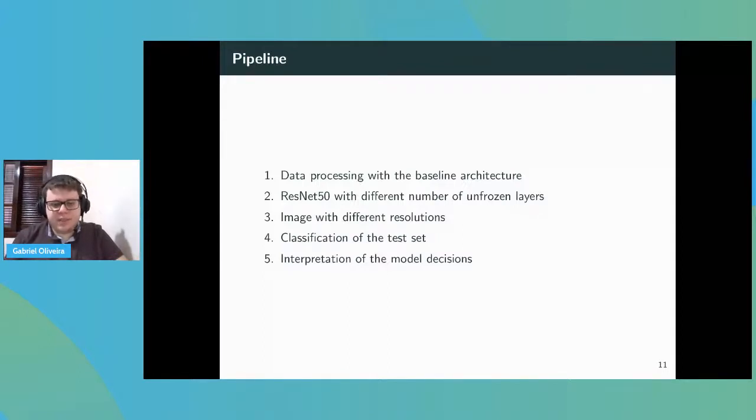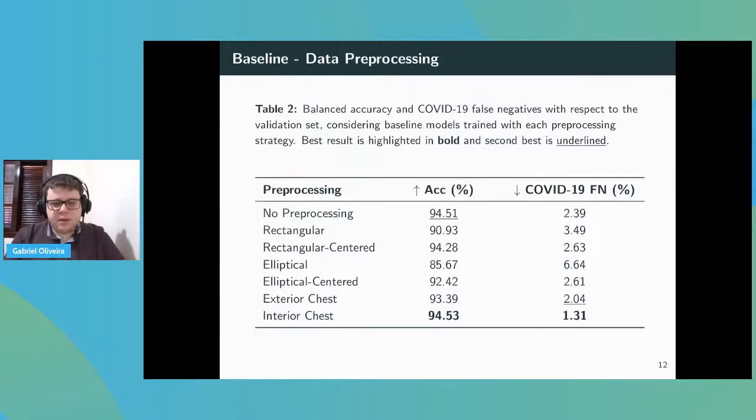faster than ResNet 50. With the two best preprocessing techniques, we apply ResNet 50 with different numbers of unfrozen layers for this architecture. Then we test different image resolutions with the best configuration of ResNet 50. Then we make the prediction on the test set. And finally, we interpret the model decisions using GradCAM. In the first experiment, we used the baseline architecture with different data processing techniques.